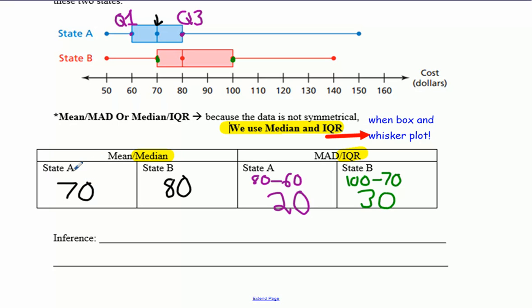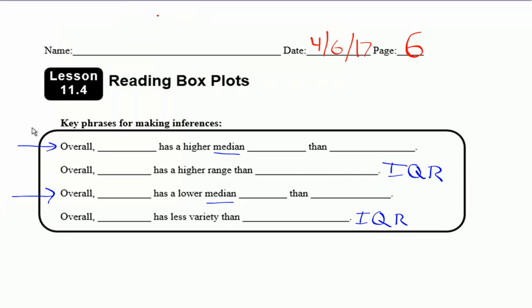If you need help, there are sentence starters, I believe, on, let's see, I'm going to flip back and see. I believe it's 11.4. I'm going to double check for you right now. Yeah, here we go. Reading box plots. Talking about the IQR and having a higher median. So there you go. So go back to 11.4 if you need sentence starters to help you with that.